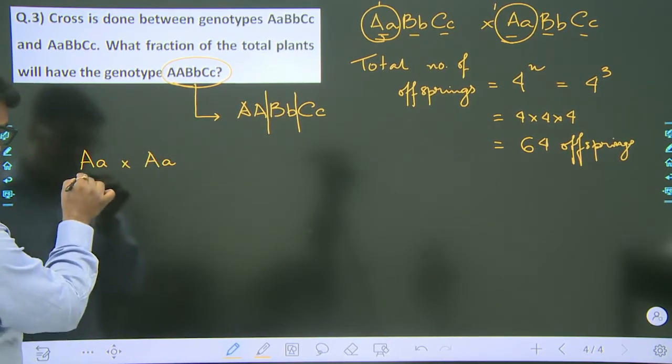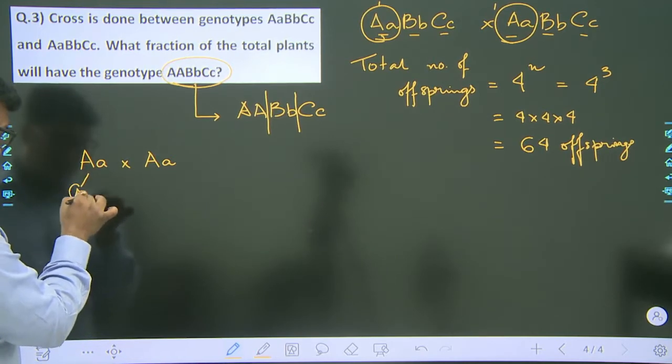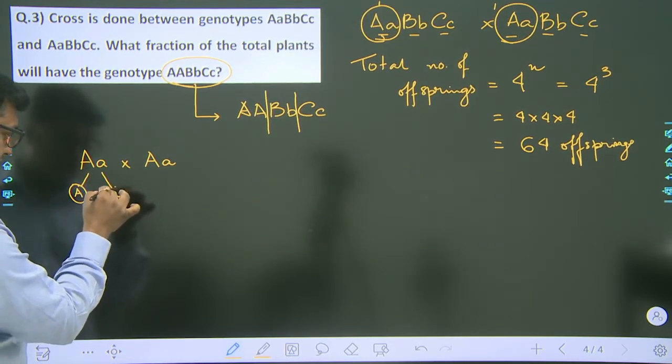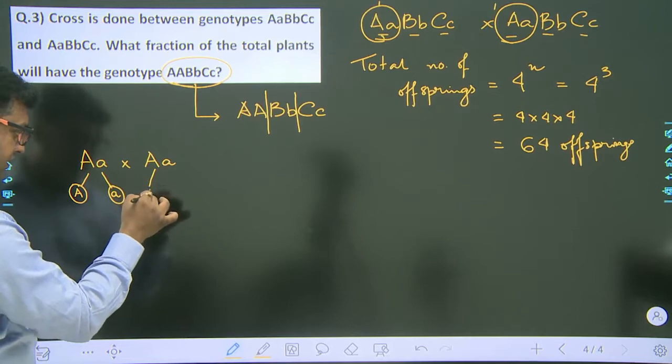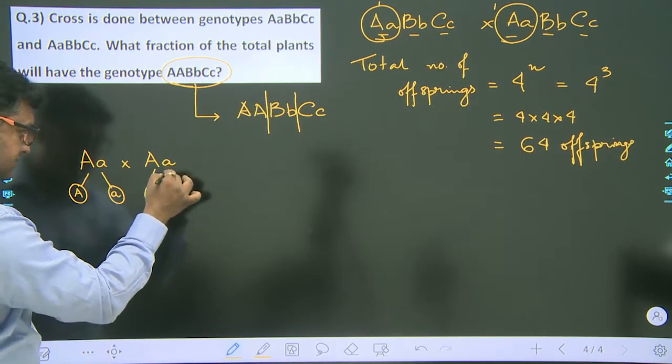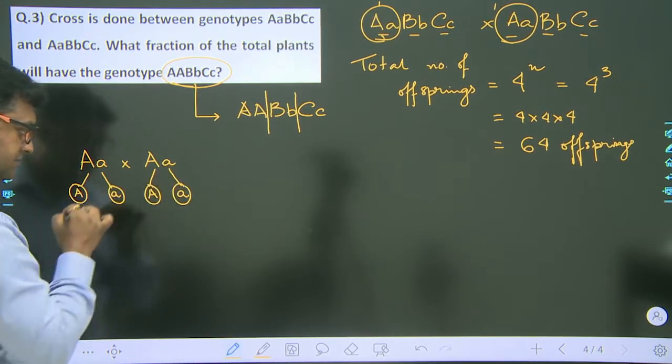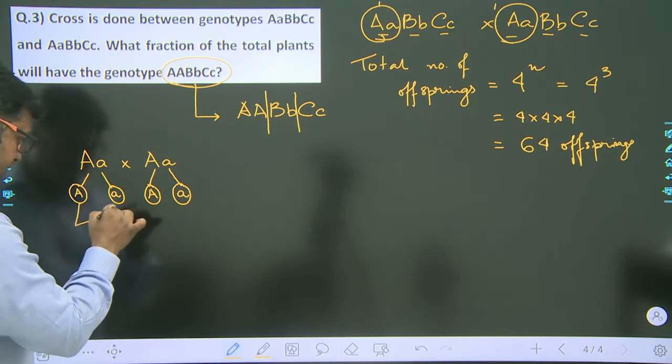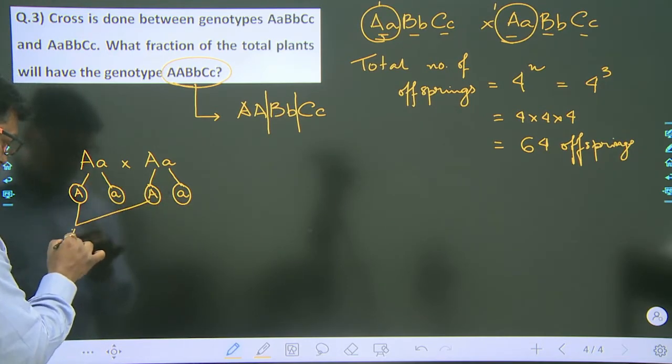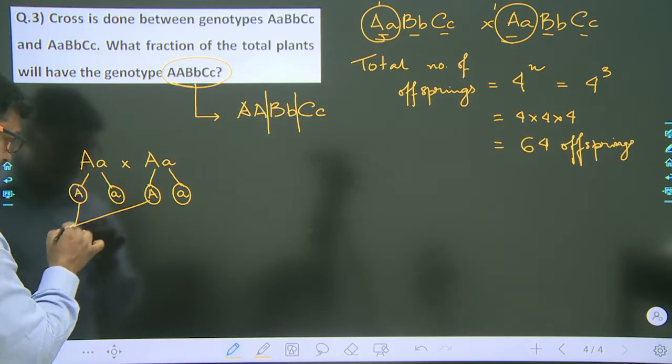Clear? Here, two types of gametes: A will be a gamete, small a will be a gamete. Similarly over here, A will be a gamete, small a will be a gamete. This will be having a cross with this one, forming capital A, capital A.